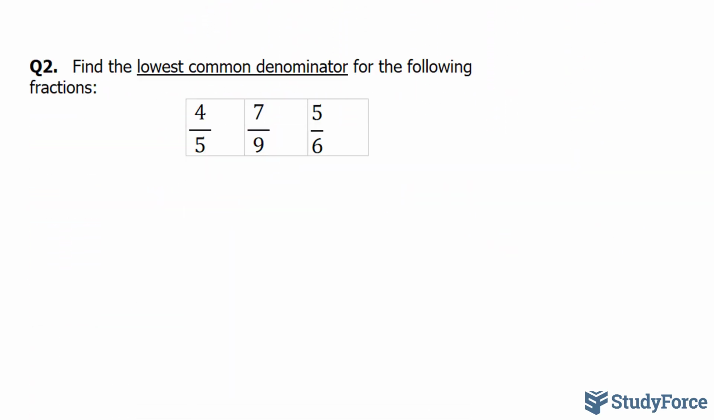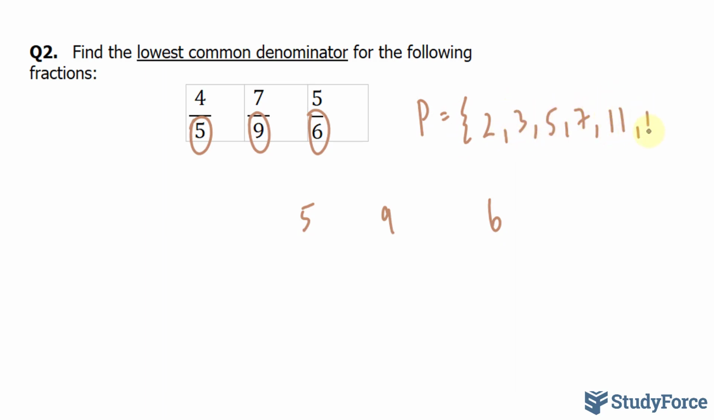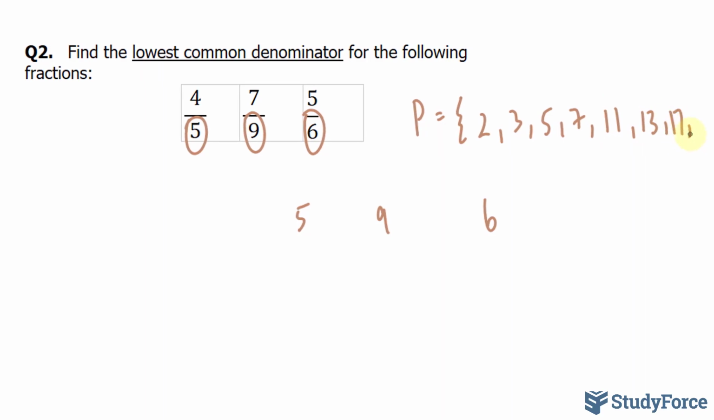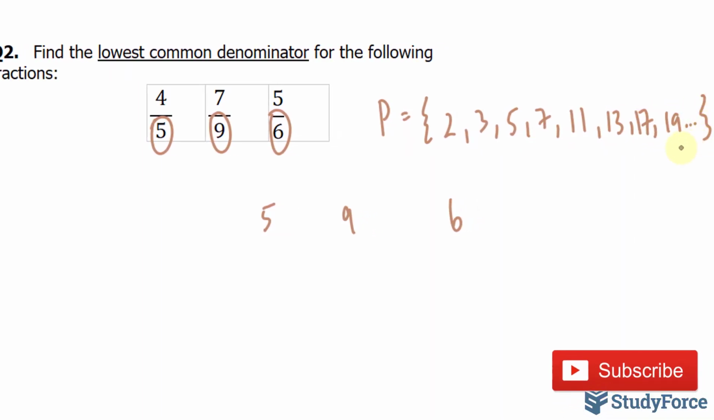In question number 2, we're asked, find the lowest common denominator for the following fractions. We'll apply the same technique, but we're only interested now in the denominators. So we'll write down 5, 9, and 6. And just as a reminder, the first 8 prime numbers are 2, 3, 5, 7, 11, 13, 17, and finally 19. So what is the lowest prime number that divides any of these?